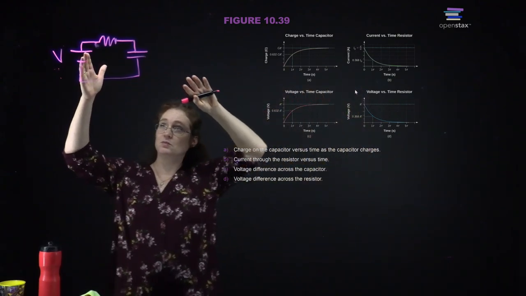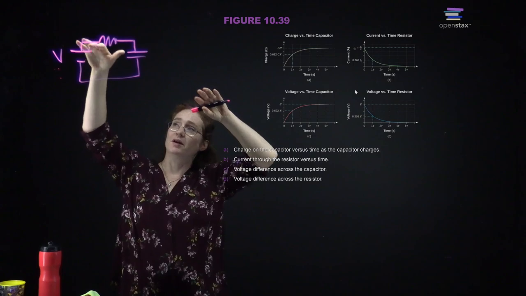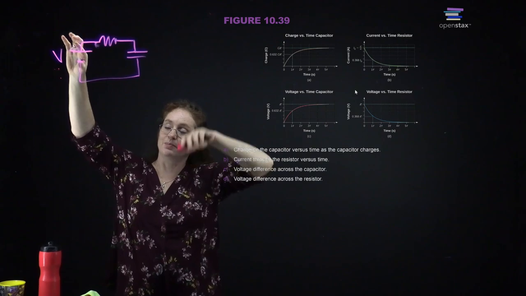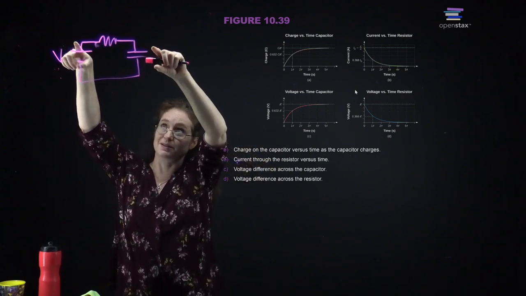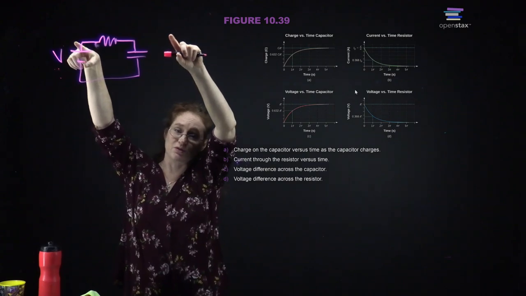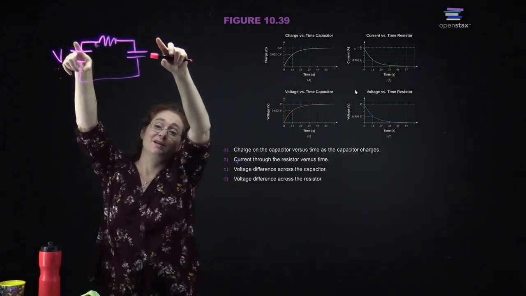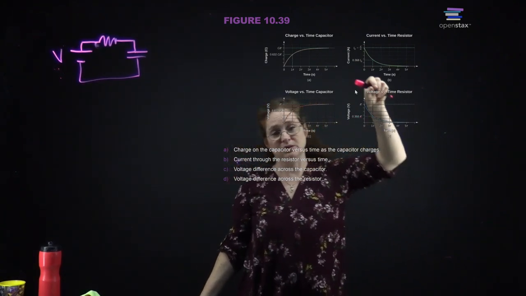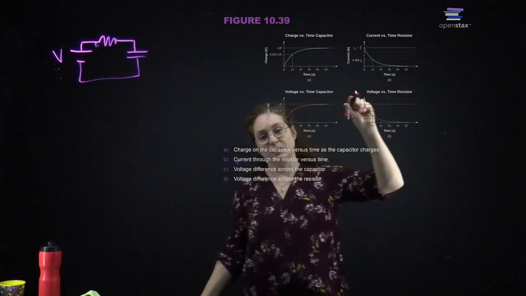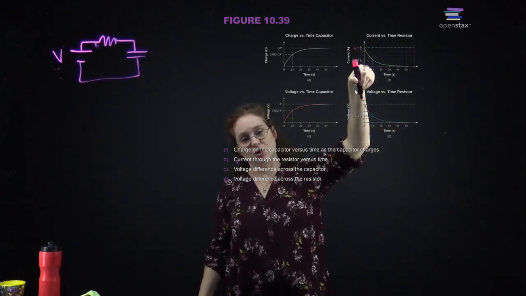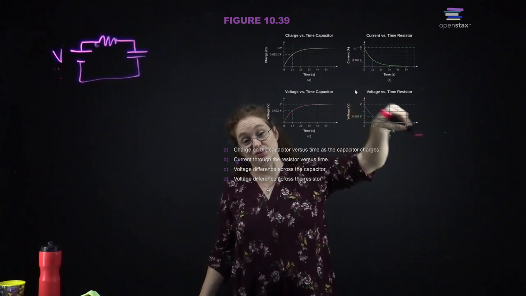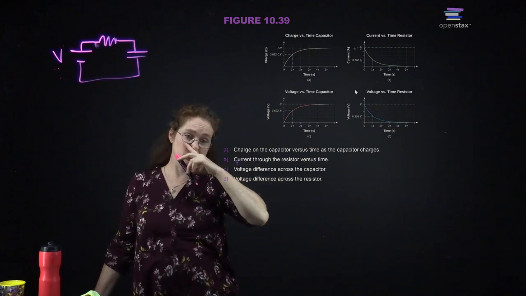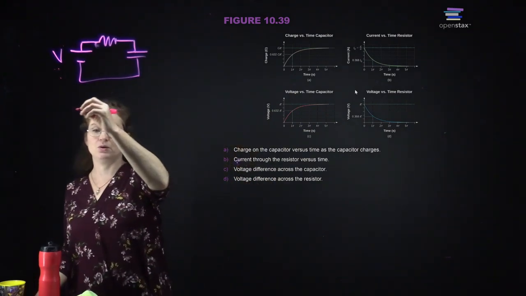So initially, the potential across the resistor is the whole voltage. And then as charge builds up here, you reach a potential of zero. So the voltage across the resistor exponentially decays. The voltage across the capacitor approaches this plateau.